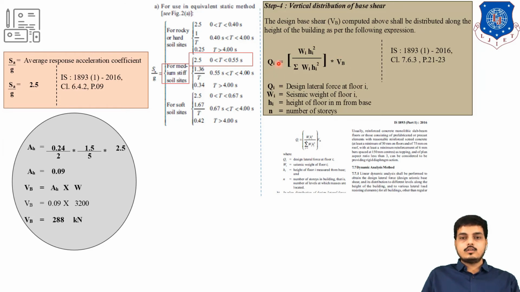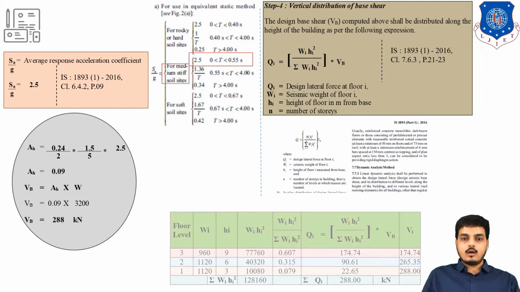Qi equals Wi Hi the whole squared, divided by summation of Wi Hi the whole squared, multiplied by Vb. So Vb is over here. Wi is the weight of that particular floor. Hi is the height of that particular floor. N is the number of stories, so here we have 3 stories. And Qi is the design lateral force. Look how we will be using it.